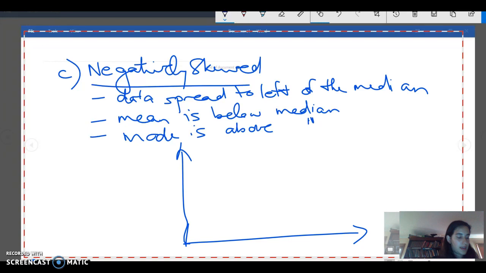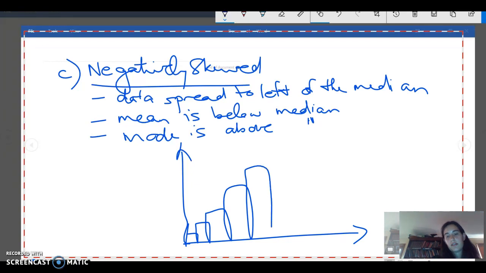So I'll do that. It's going to look something like this. Again, these widths are all the same, as you can tell. And that's one line.